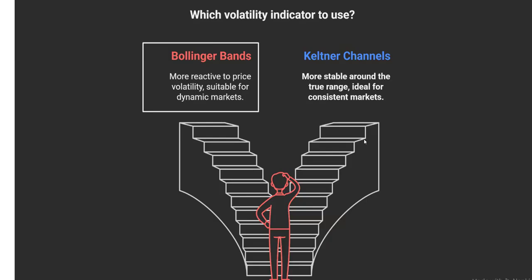The question is which volatility? See, we are using both the things, Bollinger Band as well as Keltner channel, because it is more stable. And Bollinger Band is more reactive to the price volatility. So we are combining both the indicators for balancing out dynamic as well as consistent market.